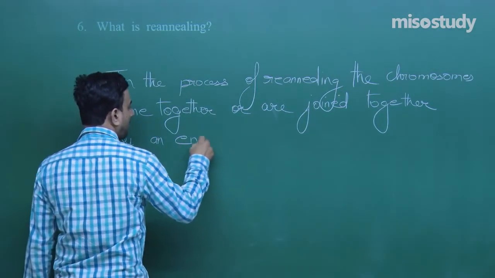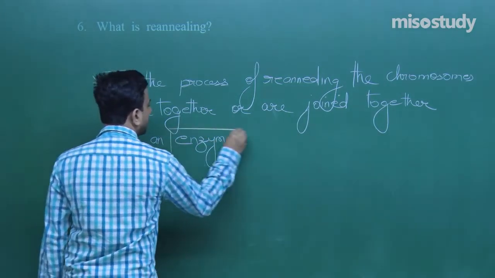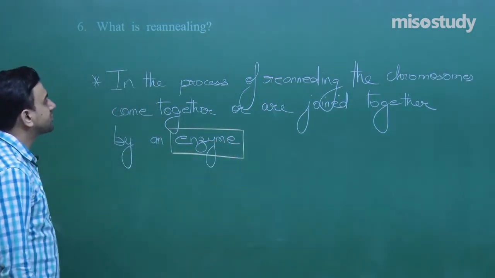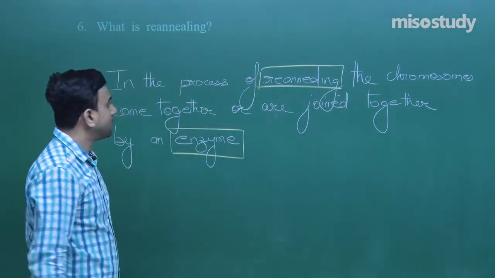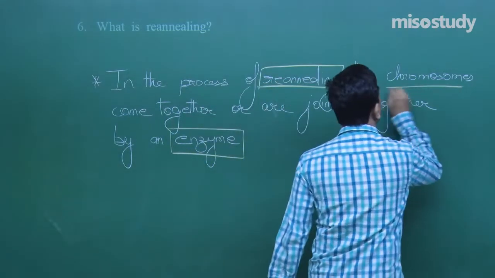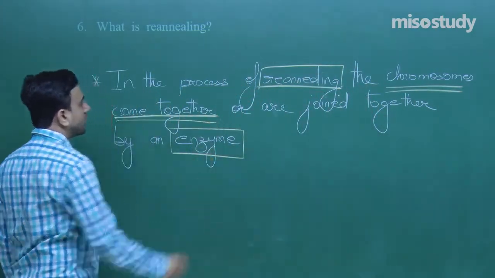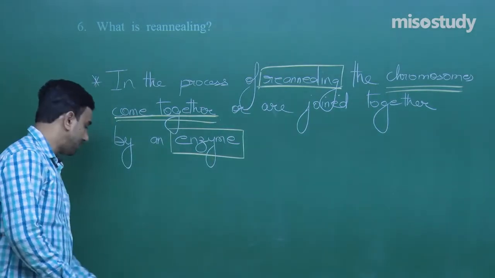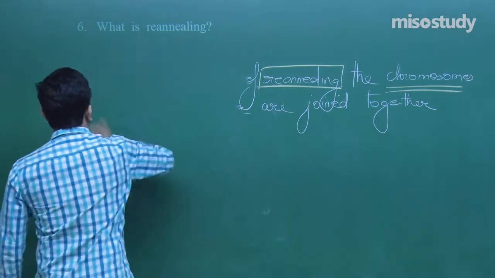Or are joined together by an enzyme, right? So in the process of reannealing, the chromosomes come together, or are joined together by an enzyme. Okay? We now move on to the next question.